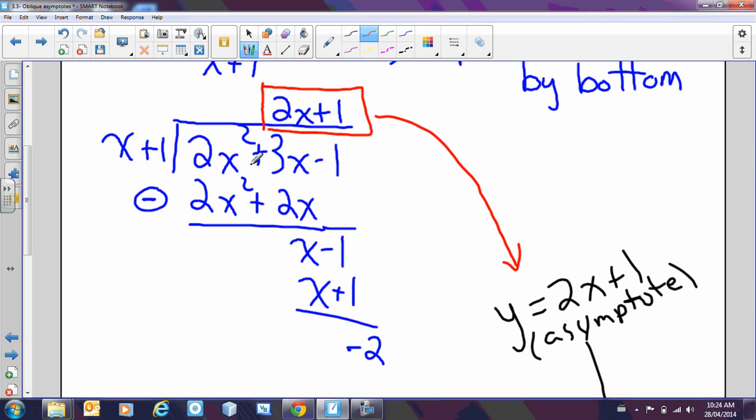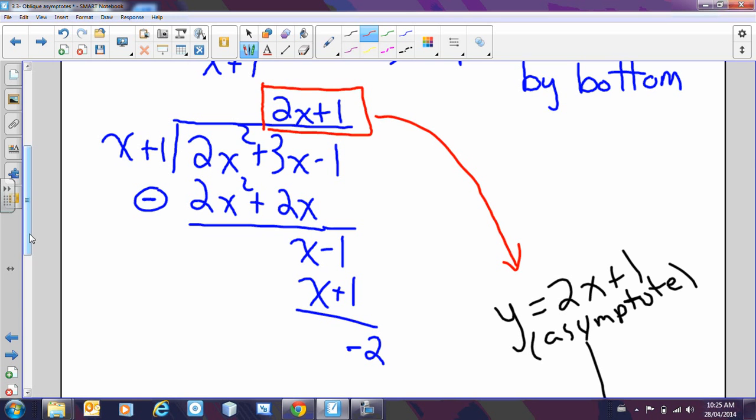x plus 1 divides into 2x squared plus 3x. It's been a while probably since you've done it, but I'm just looking at my highest term. I need that x to go into 2x squared. It'll go 2x times. Then I multiply through: 2x times 1 is 2x, 2x times x is 2x squared. Subtract, and we get x minus 1. x plus 1 divides into x minus 1 one time successfully, and then I have a remainder of negative 2.